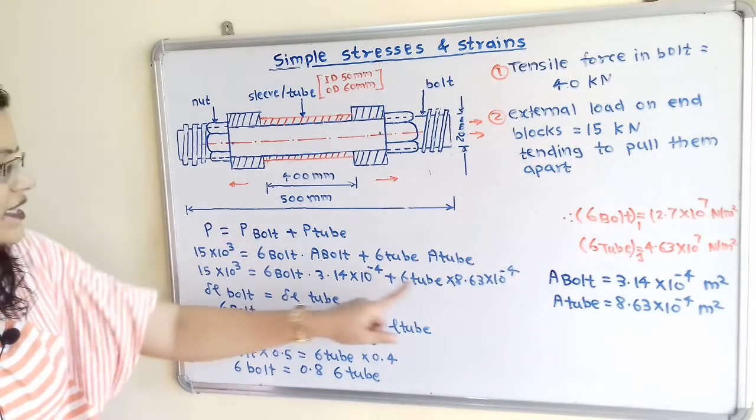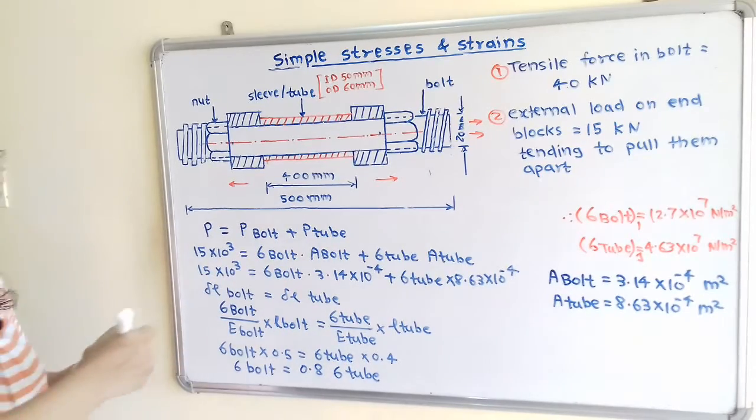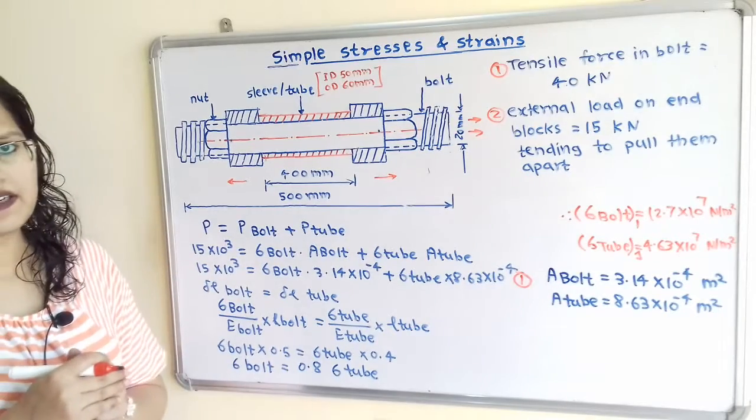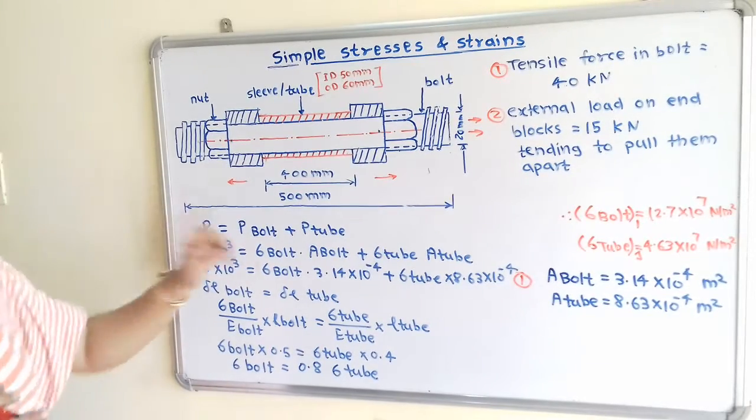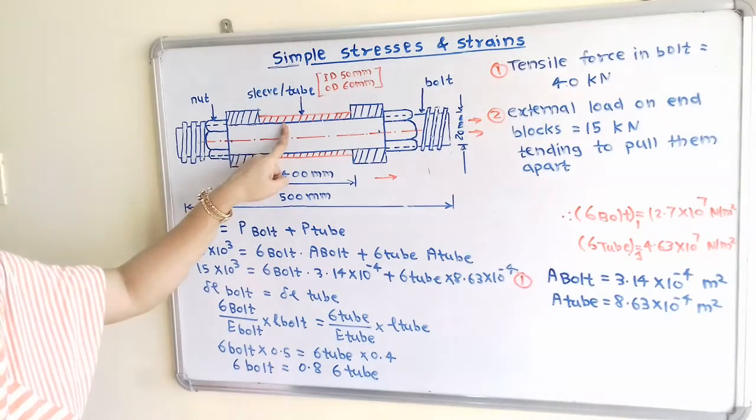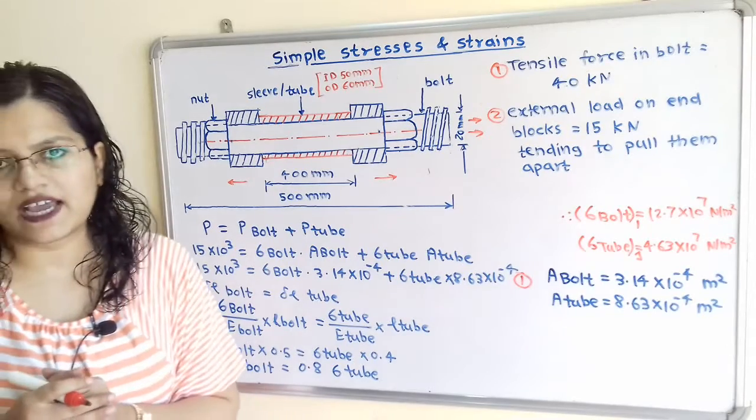So we will get this equation in terms of sigma tube and sigma bolt, and we will give here, this is the equation number 1. Now we will move to the second condition. So change in length, that is delta L in the bolt is equal to change in length delta L in the tube. So how we can define this delta L?